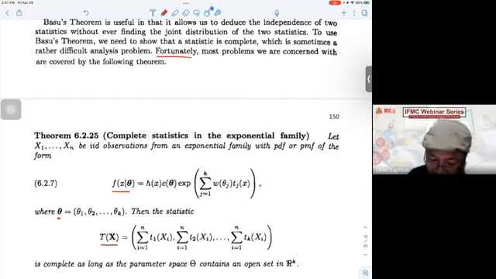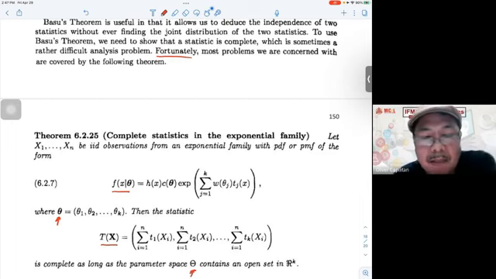Take note, magkaiba ito. This is bold theta na malaki. Bold big theta. While this one, this is bold small theta. So this bold small theta is just an element of this parameter space, bold big theta. And this parameter space contains an open set in R to the K.